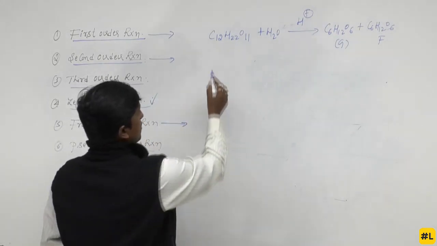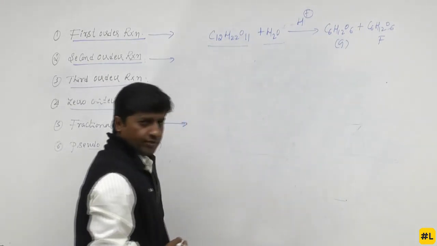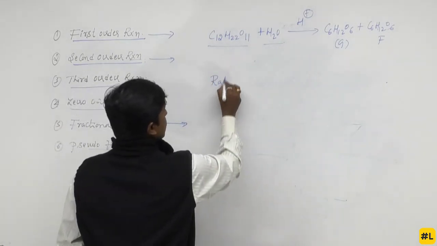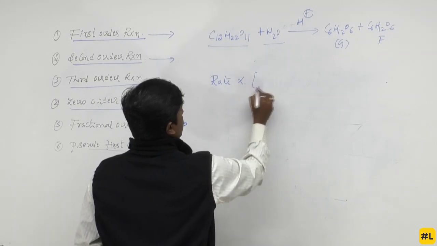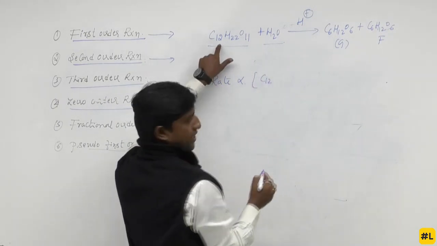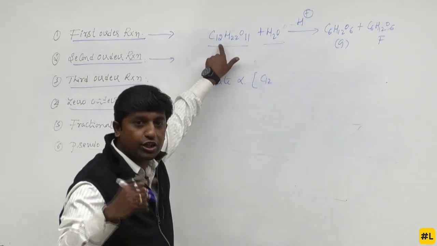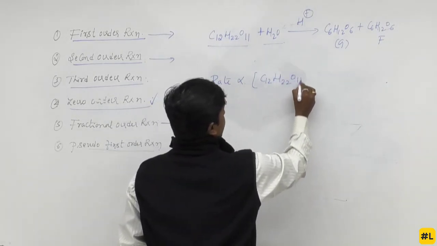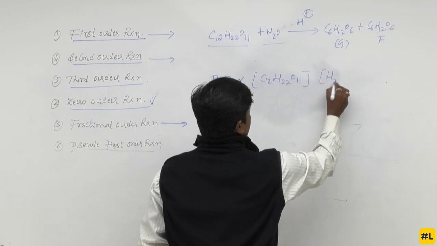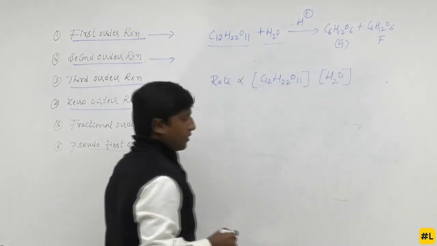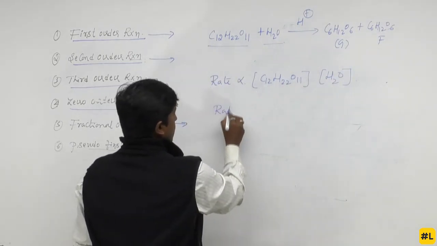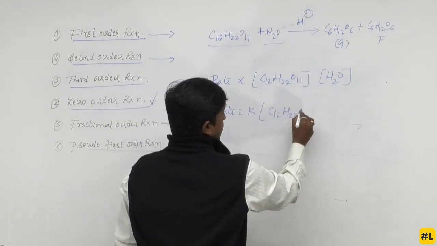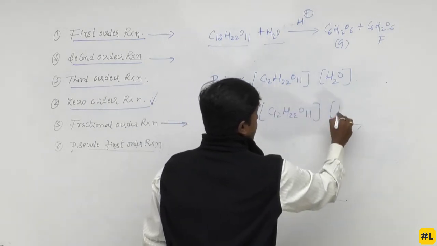Here, when you look into this particular reaction, if I write the rate equation, rate is directly proportional to the concentration of sucrose here. Sucrose is a cane sugar which is present in the sugar cane. So, the concentration of sucrose, C12H22O11, and the concentration of water. Or I can write rate will be equal to K into the concentration of sucrose, C12H22O11, and the concentration of water.